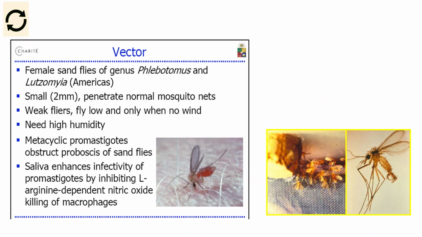The vector is the female sandfly. It belongs to the genera Phlebotomus and Lutzomyia in the Americas. Sandflies are very small. They're about 2 millimeters in size. They can pass through ordinary mosquito nets. They are weak flyers. They fly close to the ground. They are active mainly when there is no wind. Sandflies need high humidity to survive.